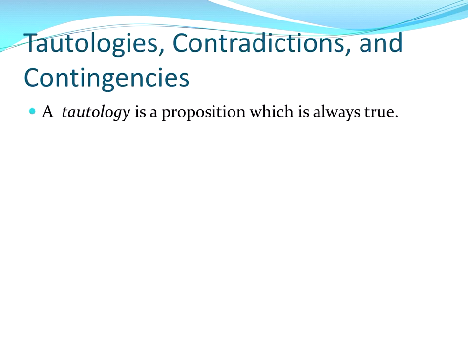First, some definitions. A tautology is a proposition which is always true. Here's an example: P or not P. Remember, in the disjunction, if either argument is true, then the compound proposition is true. And with P or not P, one of them is always true.